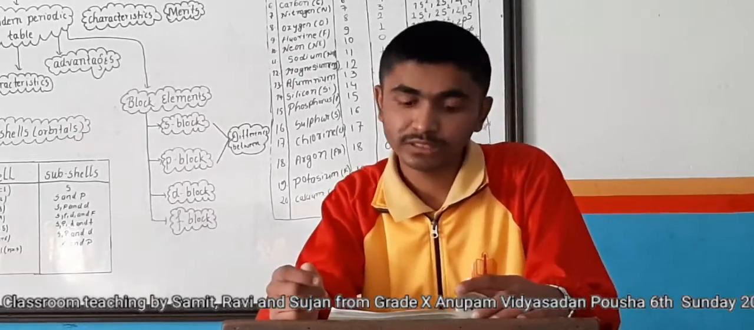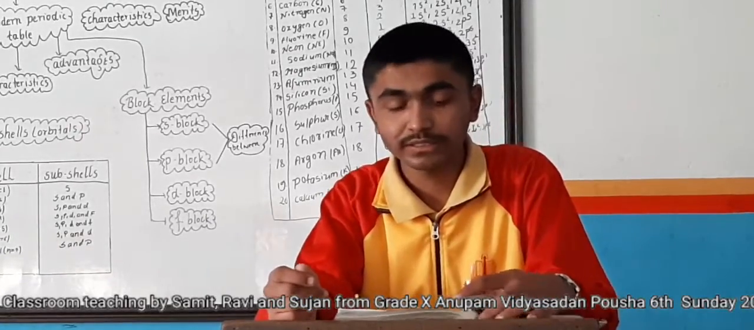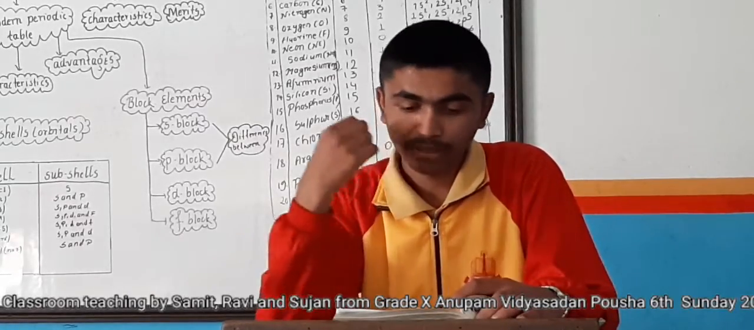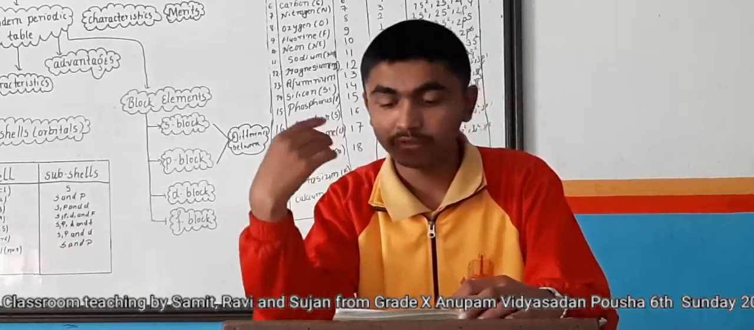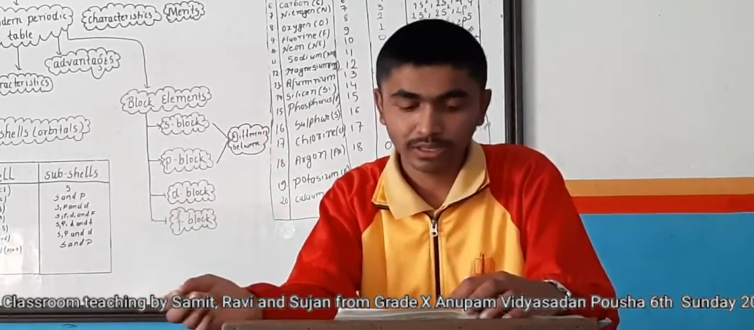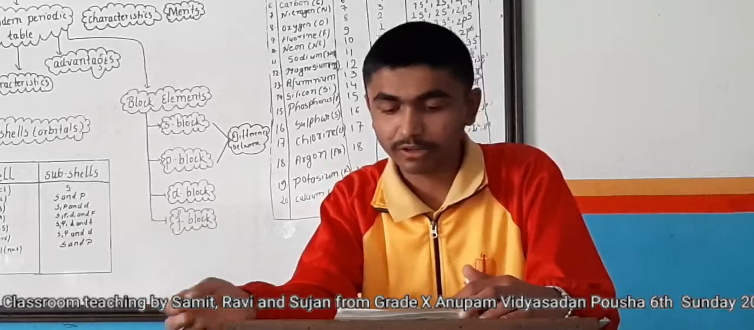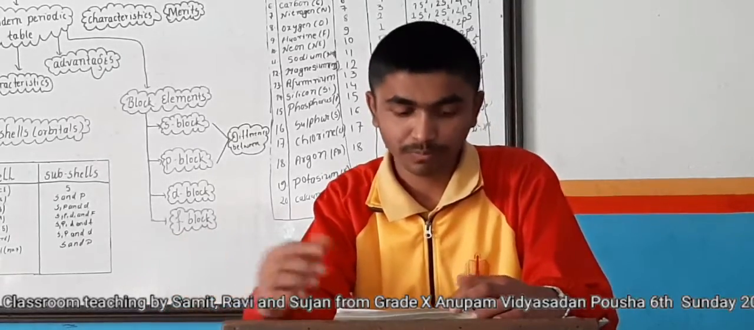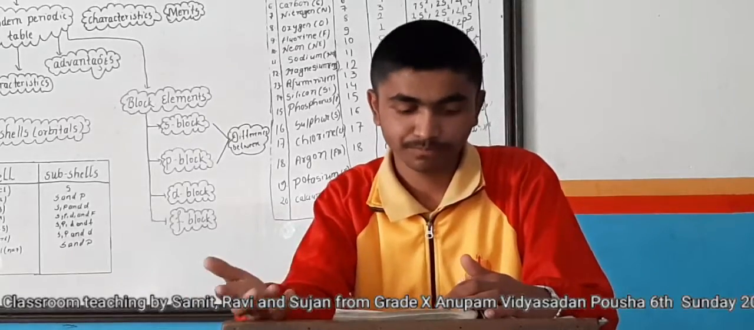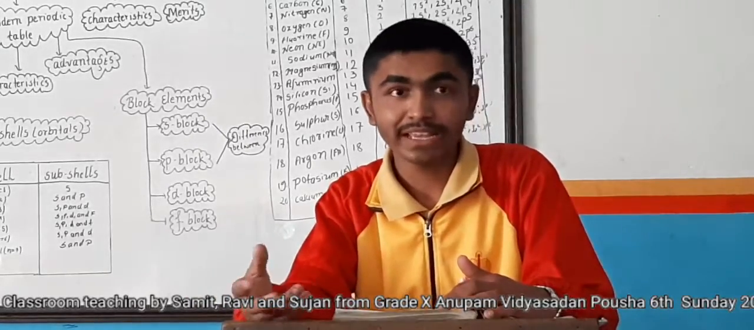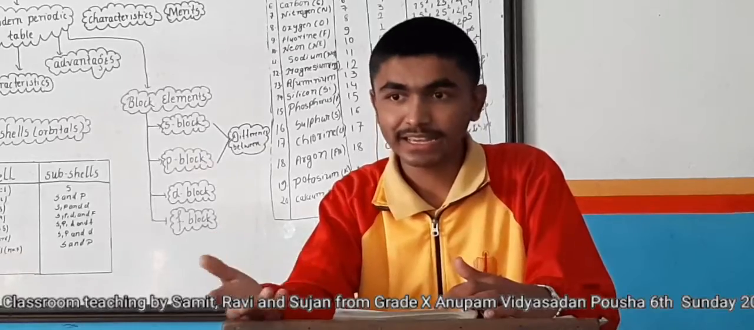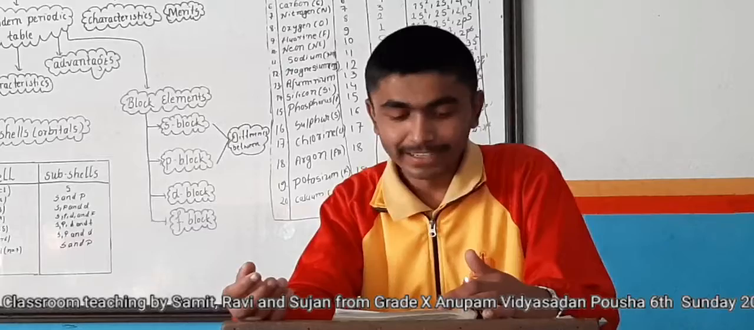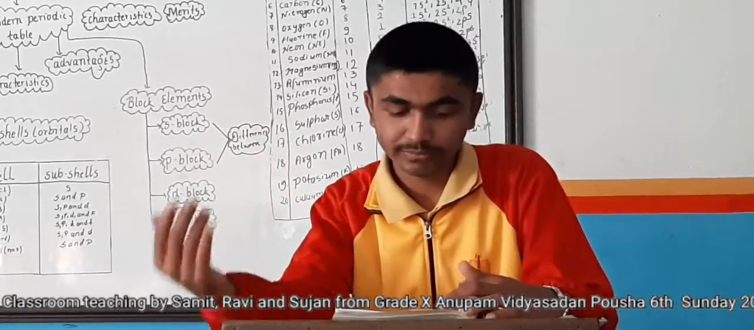Atomic size: the distance between the nucleus and the valence shell of an isolated atom is called atomic size. Chemical reactivity: the chemical reactivity of metals increases on moving down a group. For example, sodium is more reactive than lithium. On the other hand, the reactivity of non-metals decreases when moving down in a group. The elements of group IA, IIA, and IIIA are metals, and their reactivity increases from top to bottom in a group.